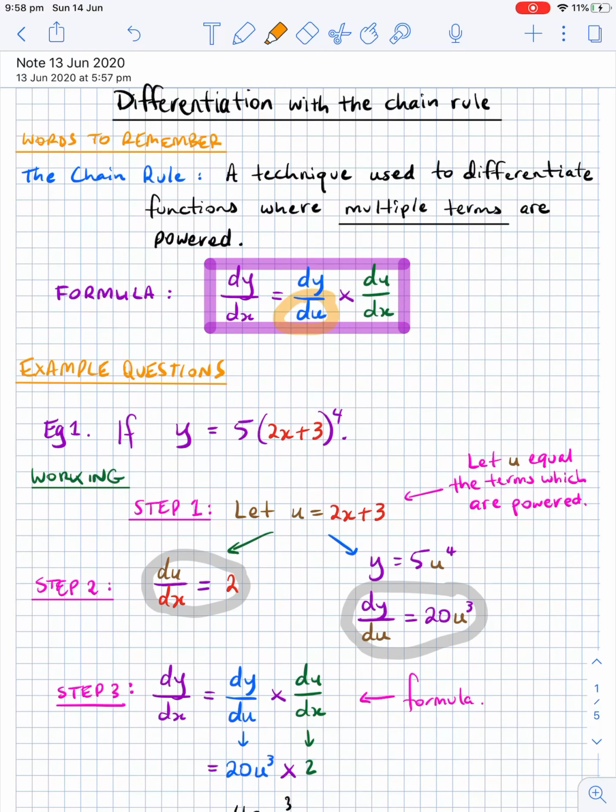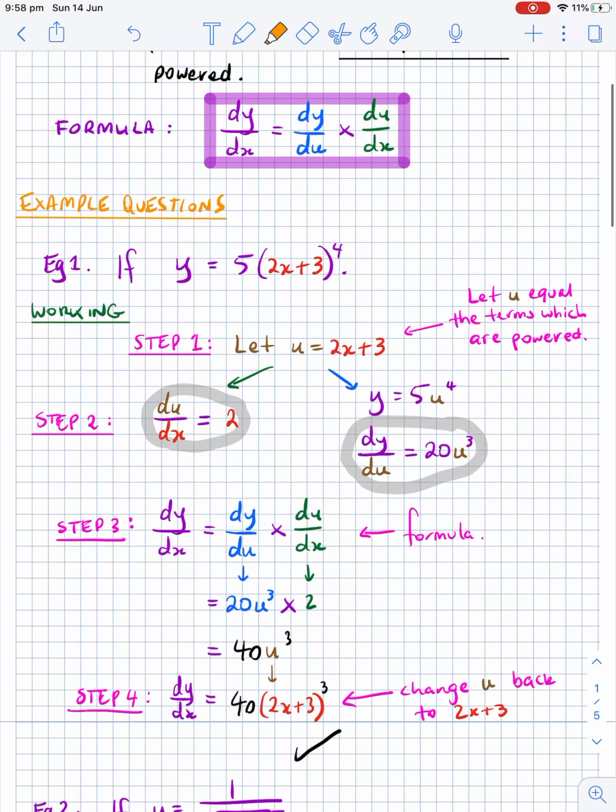So the idea is that we're introducing a new variable called u, and we're differentiating in terms of u. So pretty much instead of an x, it's a u. And we're also taking whatever u is equal to and differentiating it in terms of x. So hopefully an example will clear up any confusion.